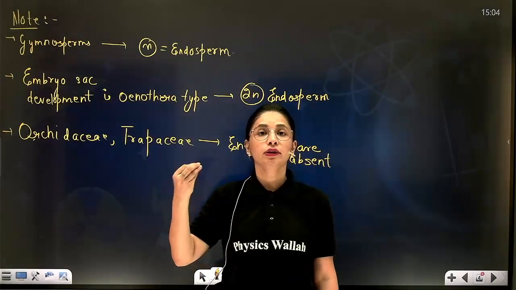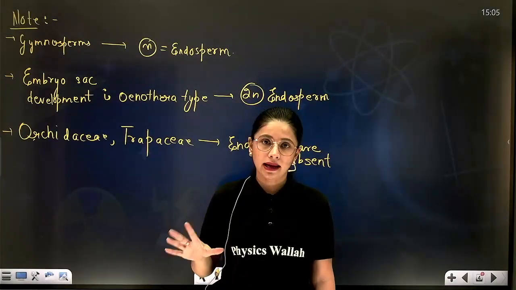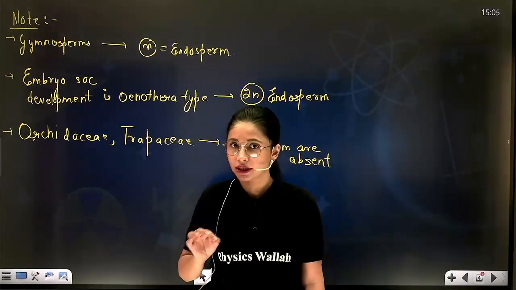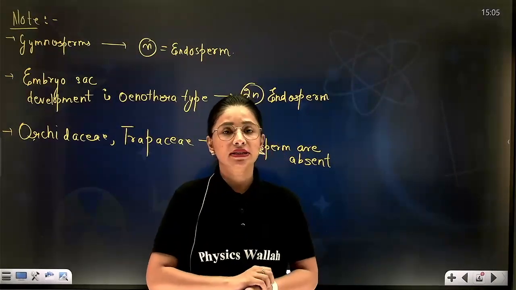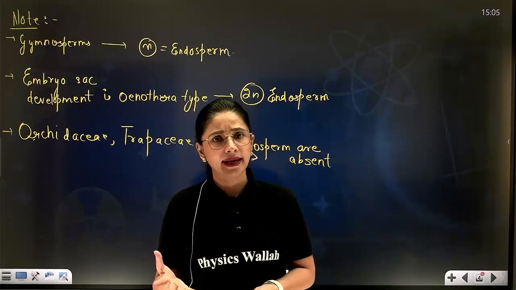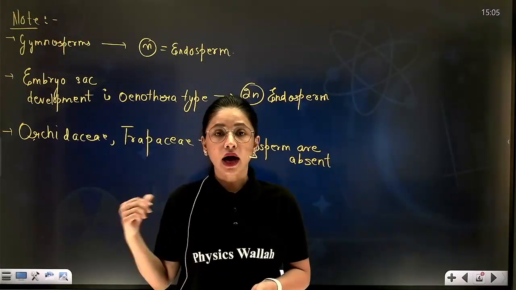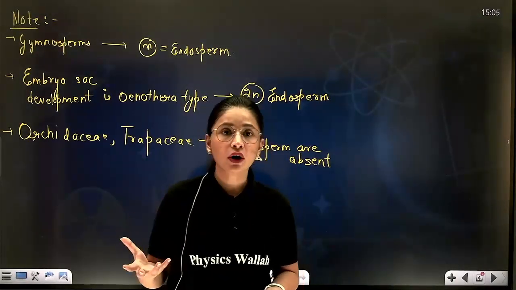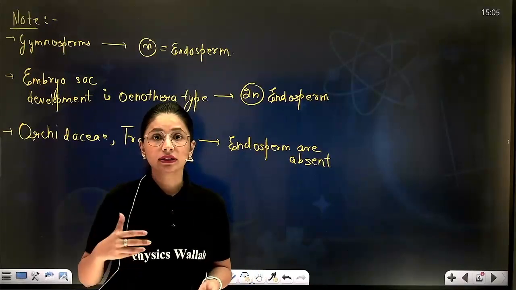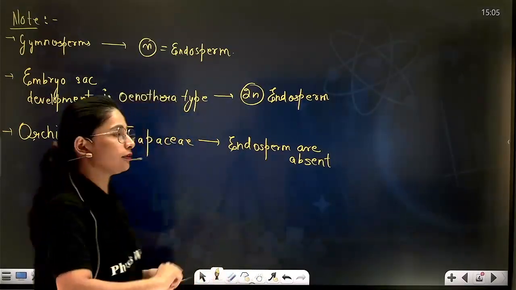Now, whatever the ploidy may be, haploid, diploid or triploid, if endosperms are present, then their main function is to provide nutrition to the developing embryo. That nutrition can be starchy, proteinaceous, oily, etc. So now we are going to see in some of the plants what the nature of endosperm is.